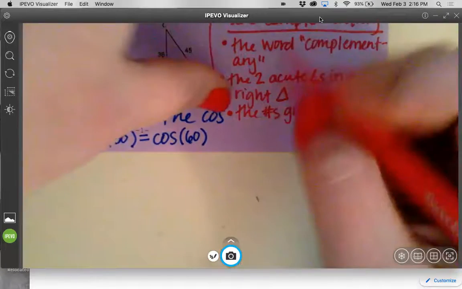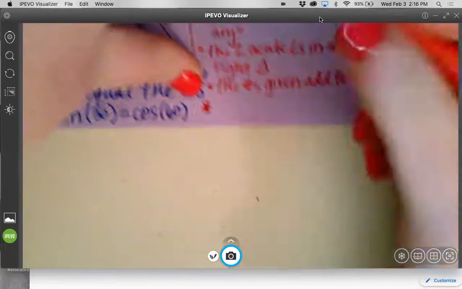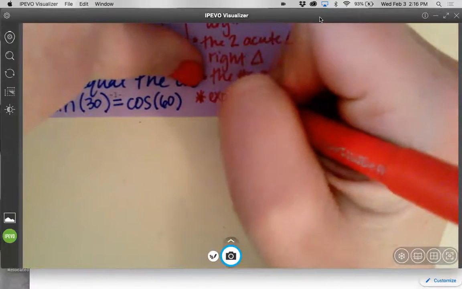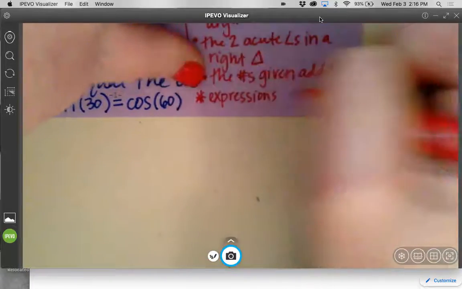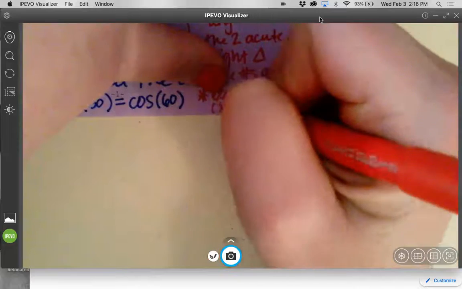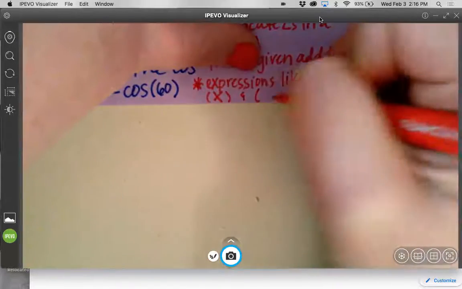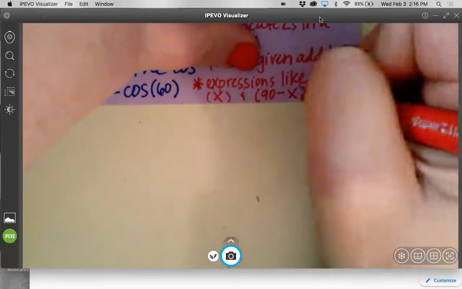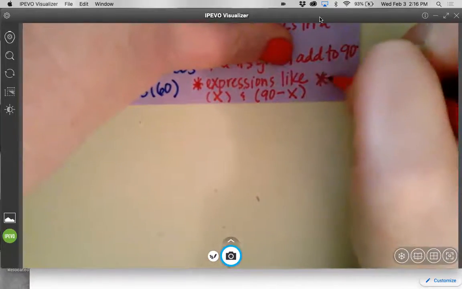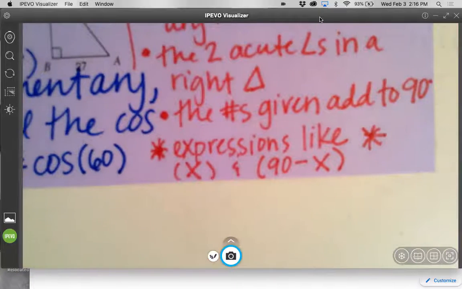All right, last one. This is the one that's a little bit strange, so I'm going to put a little star on it instead of just a dot. Expressions like X and 90 minus X. So you might see the sine of X is equal to the cosine of 90 minus X.